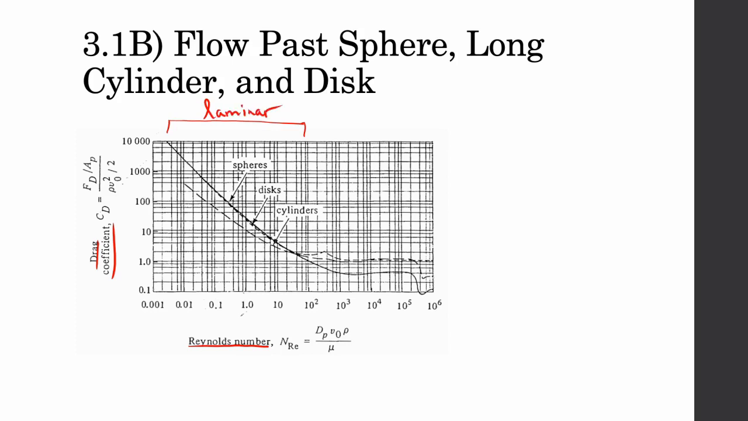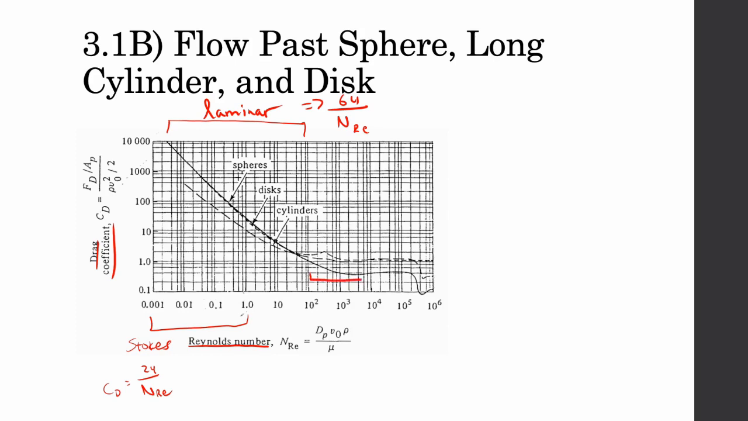And then within this region, this is our Stokes region, which is where we use the 24 over Reynolds number, where CD is equal to 24 over Reynolds number. And then for the general laminar region outside of it, the rest of the laminar region, you can just use what we have shown in the previous slide.